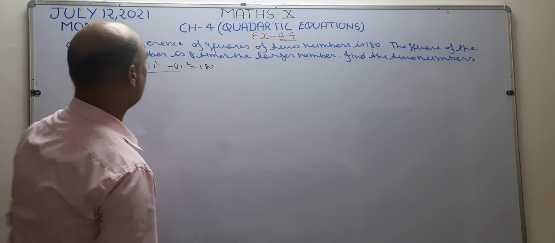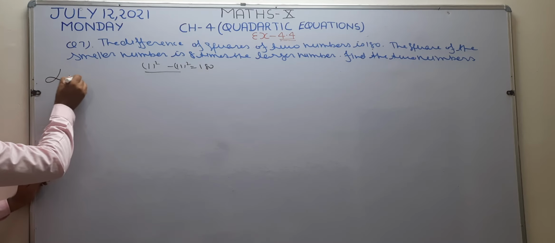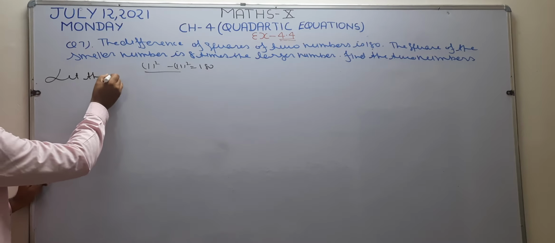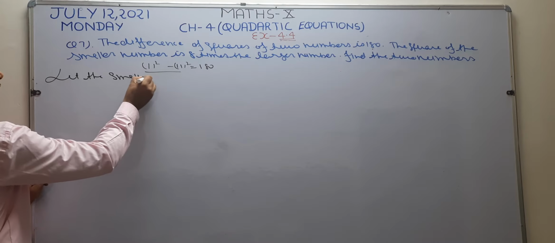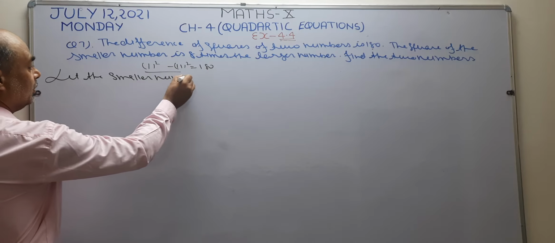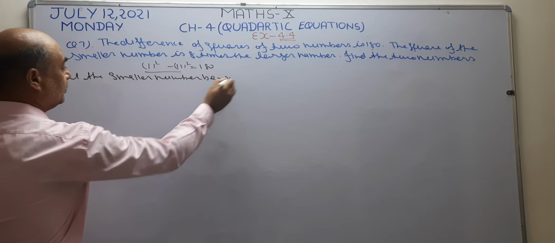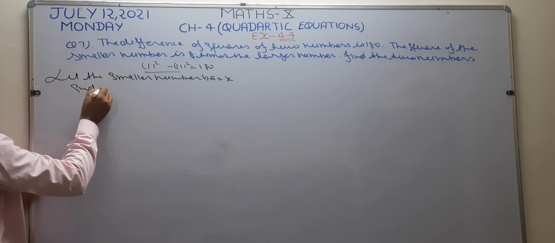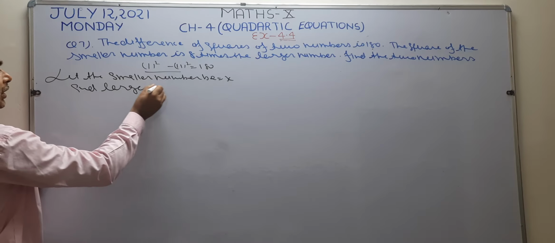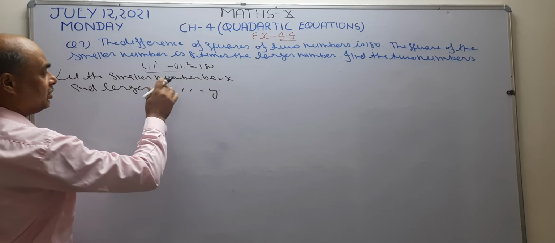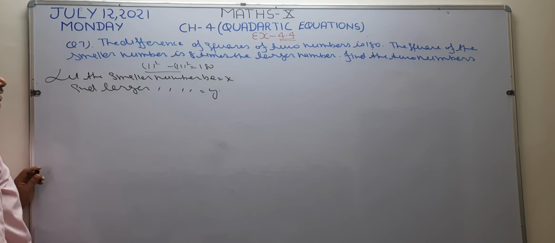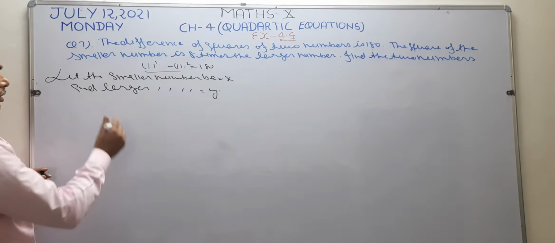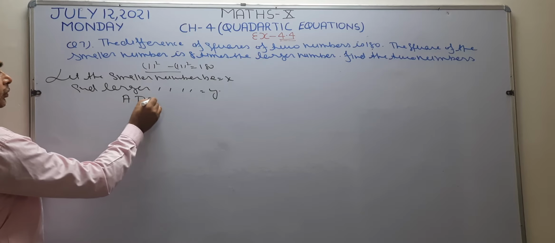Find the two numbers. So I am going to suppose, let the smaller number be x and the larger number be y. I suppose the smaller number is x and the larger number is y. Okay. Now I write here according to the question.